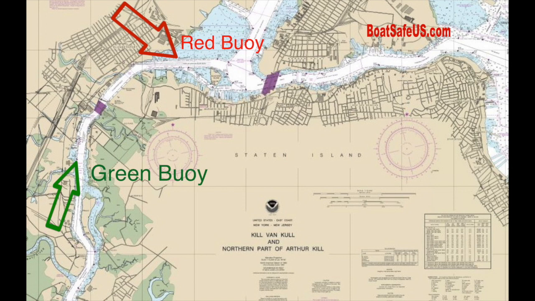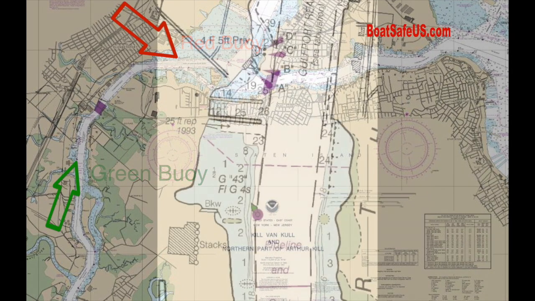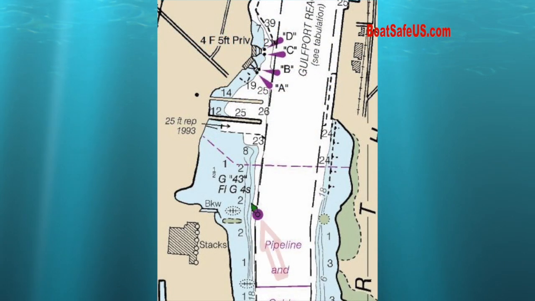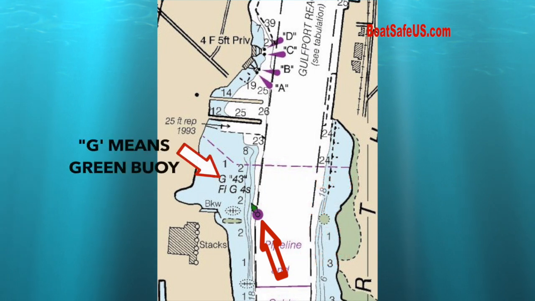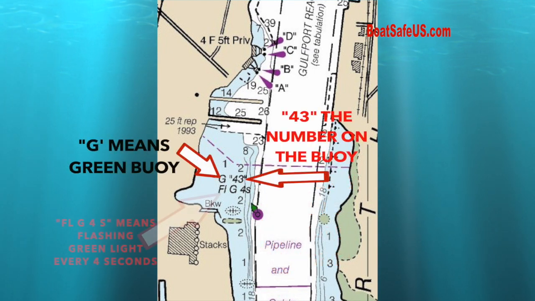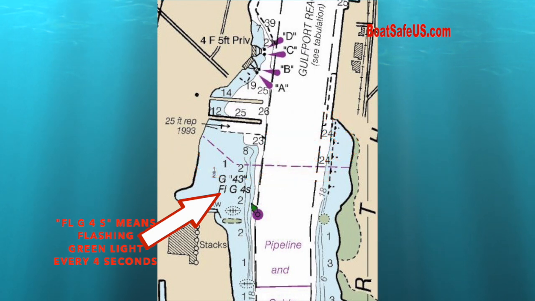Notice the green buoy and the red buoy identified here are on the same side of the channel. Now, when you're identifying buoys, a magenta ring will mean that there is a light on the buoy. The letters and numbers around the buoy will indicate, for example, the G represents a green buoy, the number 43 represents the number on the buoy, and the FLG4S means a flashing green light every 4 seconds.